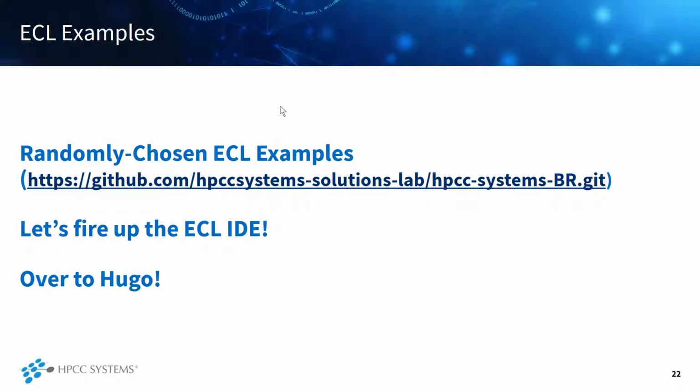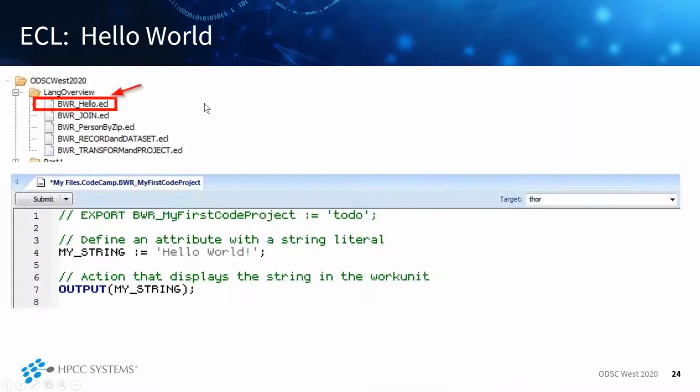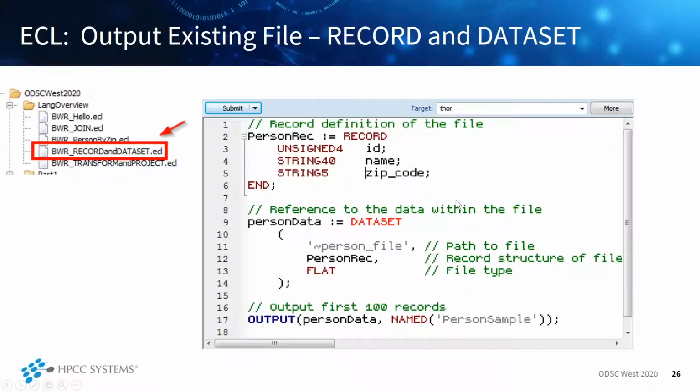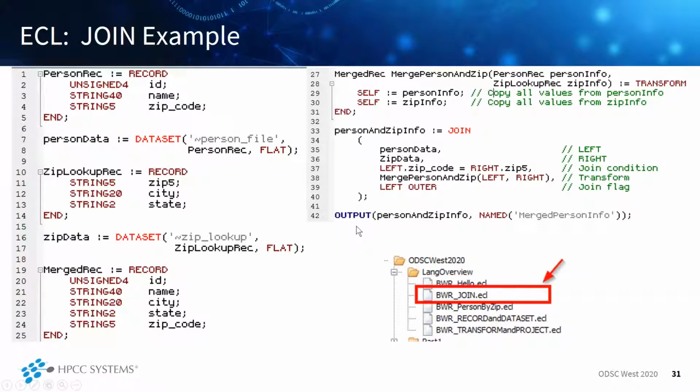So anyway, Hugo was talking about setting up the IDE. These are just slides that review what he just did. Here was the hello world that he demonstrated. Here is the record and data set example that he showed you. The filter example, transform and project. So these are all in the PDF that we include on the GitHub repo. So again, you can download this and study it at your leisure. And please, if you have any questions, you can email myself or email Hugo and ask any questions regarding ECL. That's what we're here for.